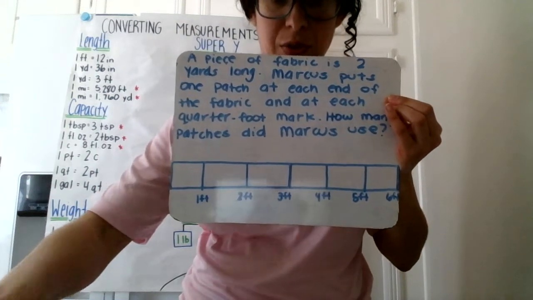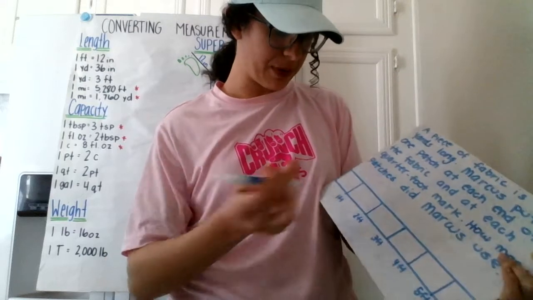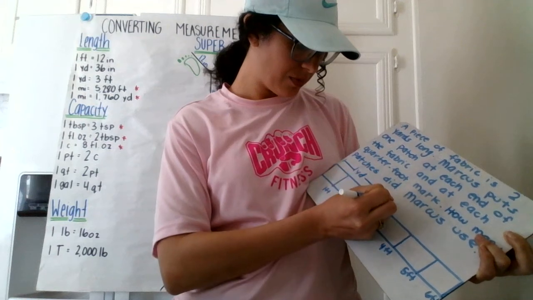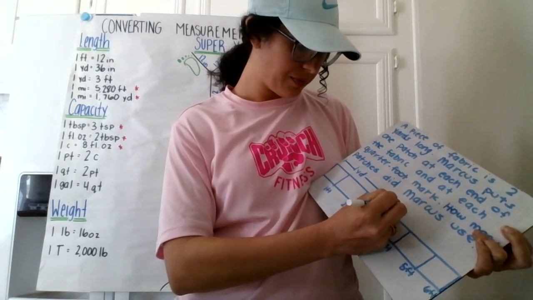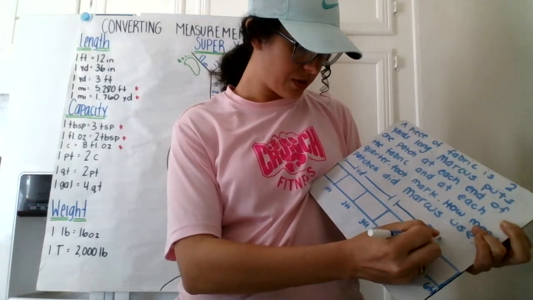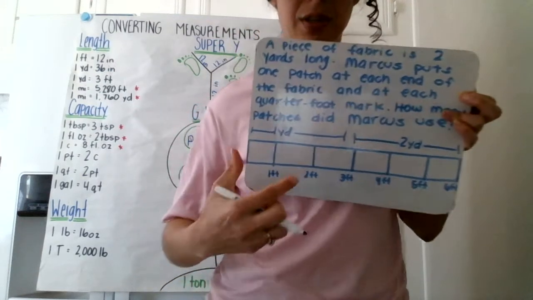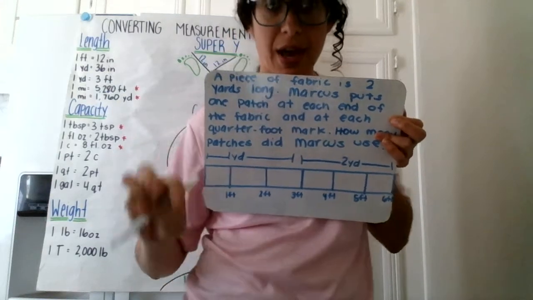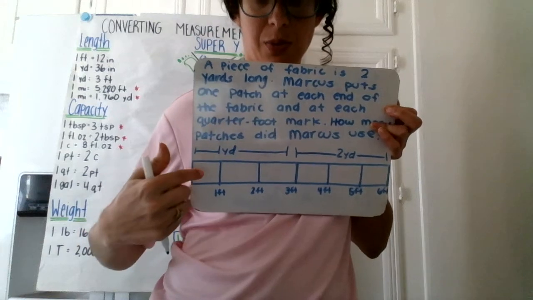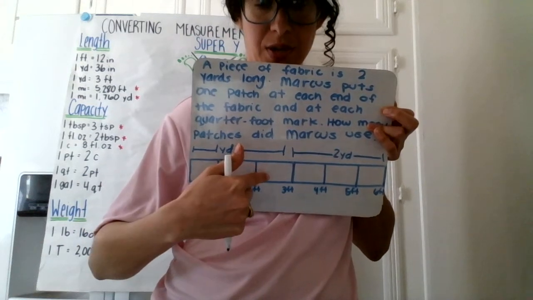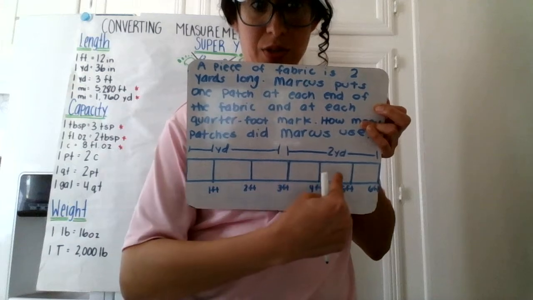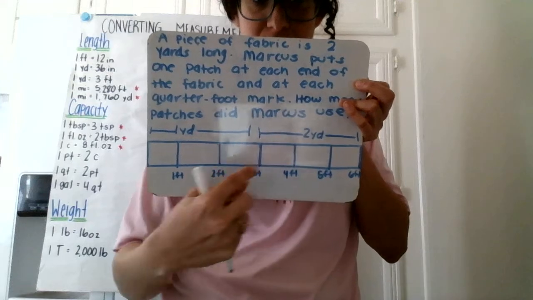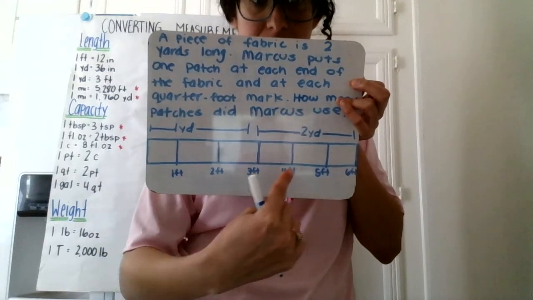Okay. So remember, I have 2 yards of fabric. So here's 1 yard, and then here's the other yard. Okay? So here's 1 yard. Here's 2 yards. Remember, each yard has 3 feet inside of it. So 1, 2, 3. And then here's the other one. 1, 2, 3. So all together, I have 6 feet, right? Because 2 yards, in each yard there's 3. So 1, 2, 3, 4, 5, 6.